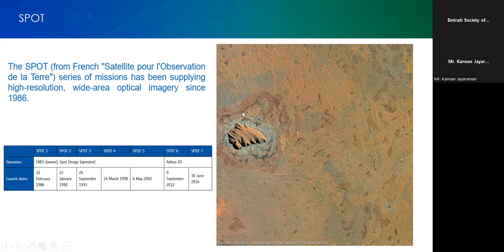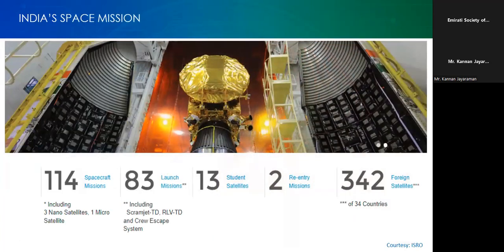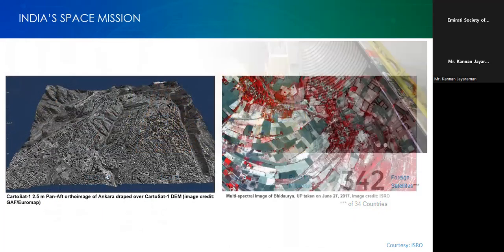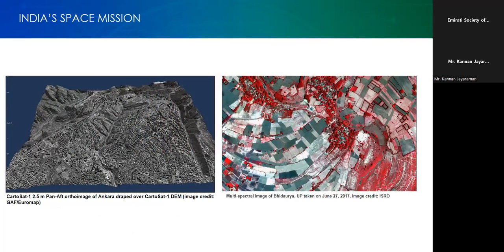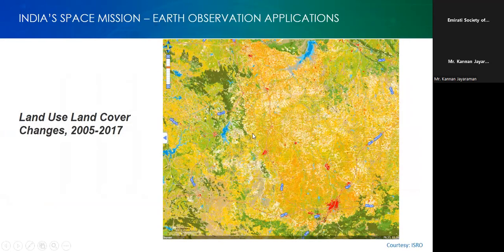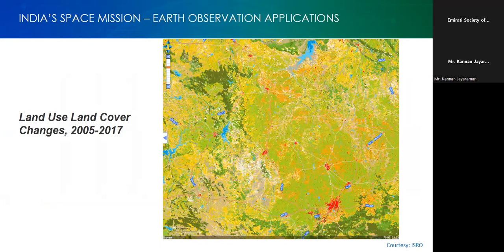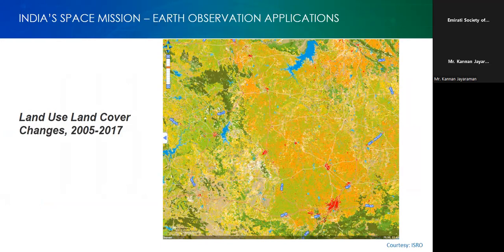So the Spot series were launched, and then the Indian space mission started. The Indian space missions were launched over a series of satellites, starting with Bhaskara to the present IRS, the Indian Remote Sensing Satellite Series. So we had different missions, and a lot of images have been captured. This is one of the images that you see, a CartoSat image of 2.5 meter and a multispectral image of the IRS satellites.